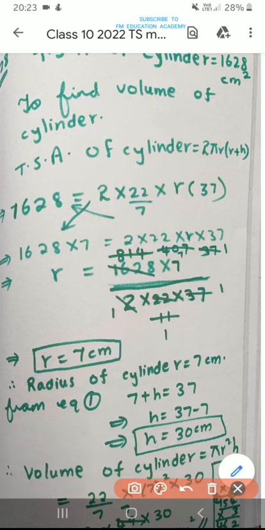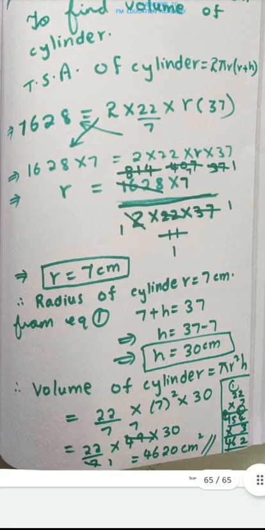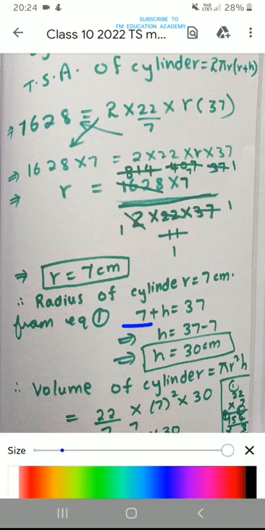But the question is not asking the value of radius, it is asking the volume of the cylinder. For finding out the volume of the cylinder, you need height also now, because in the formula for volume of cylinder we have r as well as h. Volume of cylinder is pi r square h. So how to find out h? In the question it gave the sum of radius plus height. So r is 7 plus h is 37. So h is 37 as it is, plus 7 if it comes this side, minus 7. 37 minus 7 is 30.